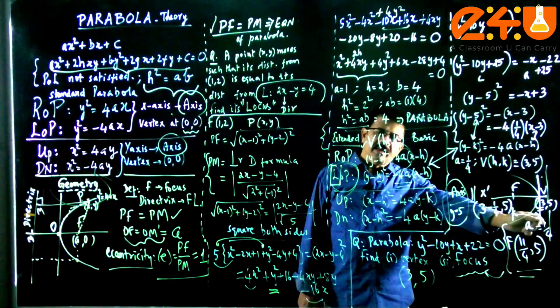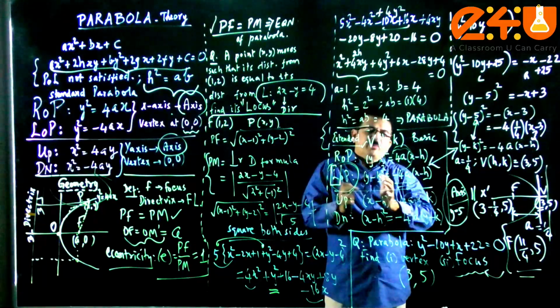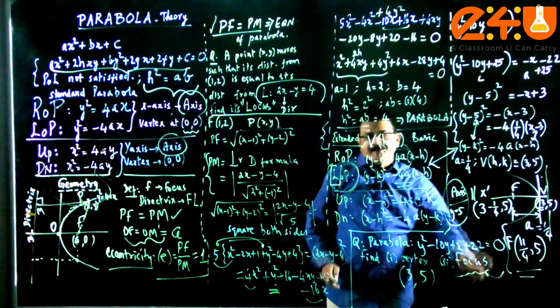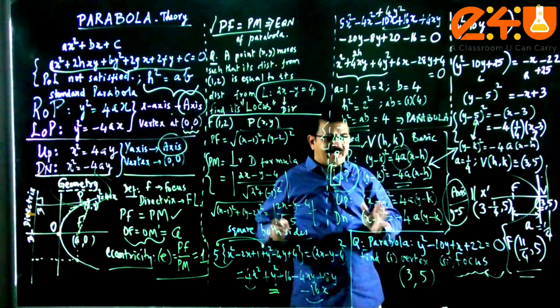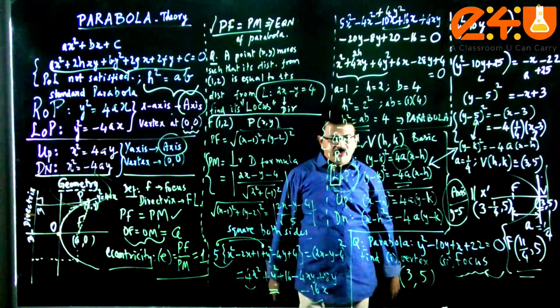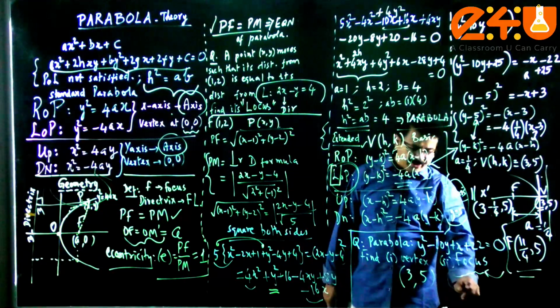Focus, you moved exactly to the left by a units. A units is 1 by 4 units from 3. If you have to move to the right, you will add. If you have to move to the left, you subtract. Very simple numerical operation you are going to do, to arrive at the vertex, to arrive at the focus.